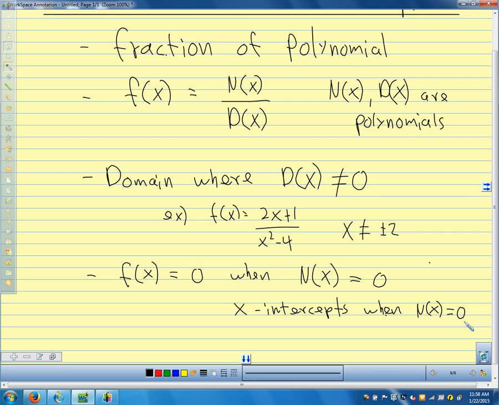What is another word for what we're looking for there? A solution to f of x equals 0. What's another way of saying that? It's a 0 of the function, yes. And one more way? A root of the function. And it would be a factor of the numerator, but it wouldn't necessarily be a factor of the entire function. So: root, intercept, 0, solution when the numerator equals 0. Interesting things happen when we graph these rational functions.